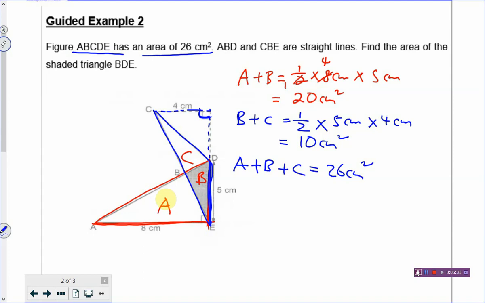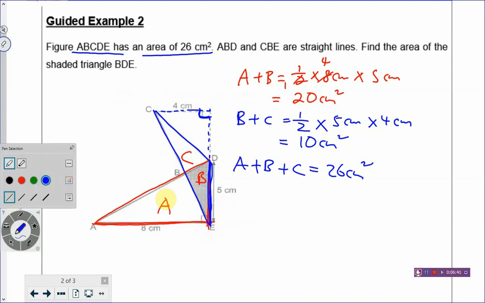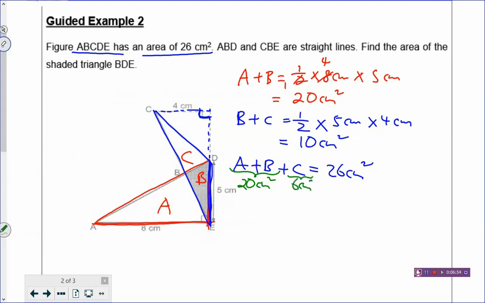You want to find B, which is the shaded part. Okay, compare the statements and do some comparison. Like for example, A plus B is 20. So which means that over here, okay, what is A plus B? Over here, you have 20 cm square. A plus B is 20 cm square. Then what is C? C will be 26 minus 20. That will be 6 cm square. Right? So you got your C already.